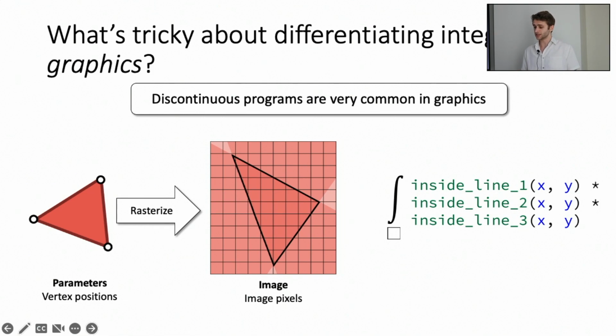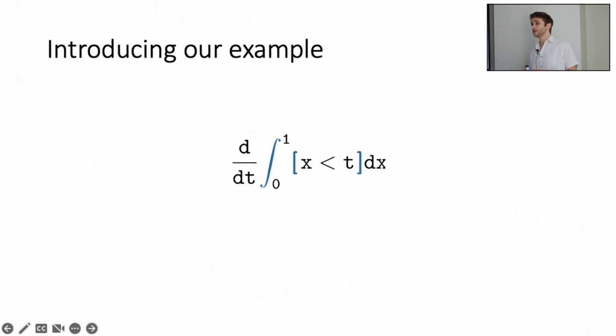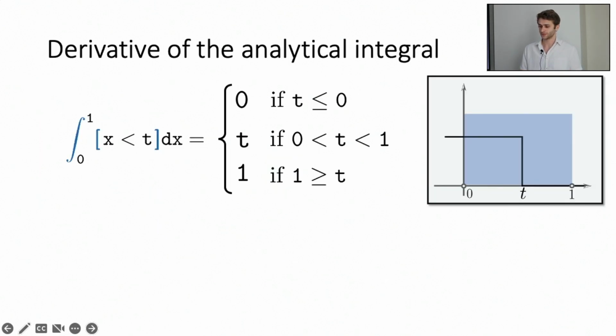Although differentiating integrals of discontinuous functions like this is challenging, there are a number of approaches to addressing it. We'll first show why naively applying existing AD methods doesn't work well for this class of problems. We'll show a very simple example of the derivative with respect to t of an integral whose integrand is 1 if x is less than t and 0 otherwise. In order to ground the problem, we'll just compute this by hand analytically. Just from looking at the graph, we can see that if t is negative, we integrate over no mass. If t is between 0 and 1, the value of the function is 1 for a distance t. So the integral is t. And if t is greater than 1, then the value of the integral is 1.